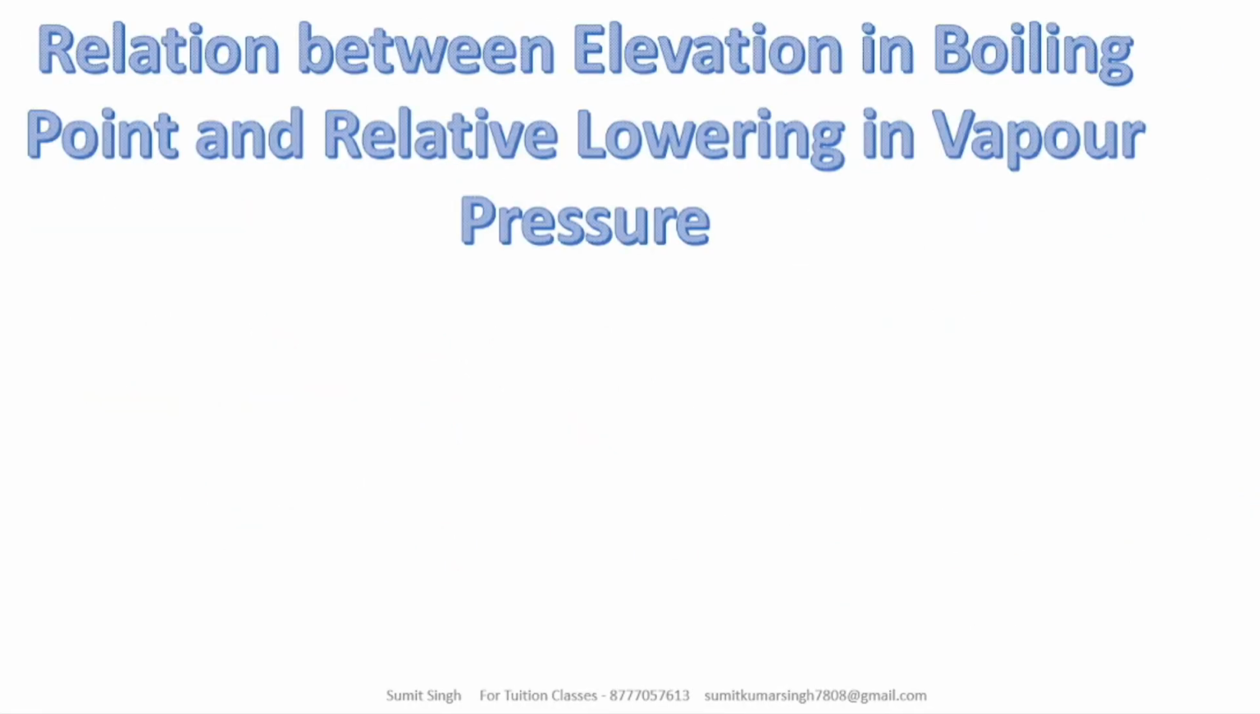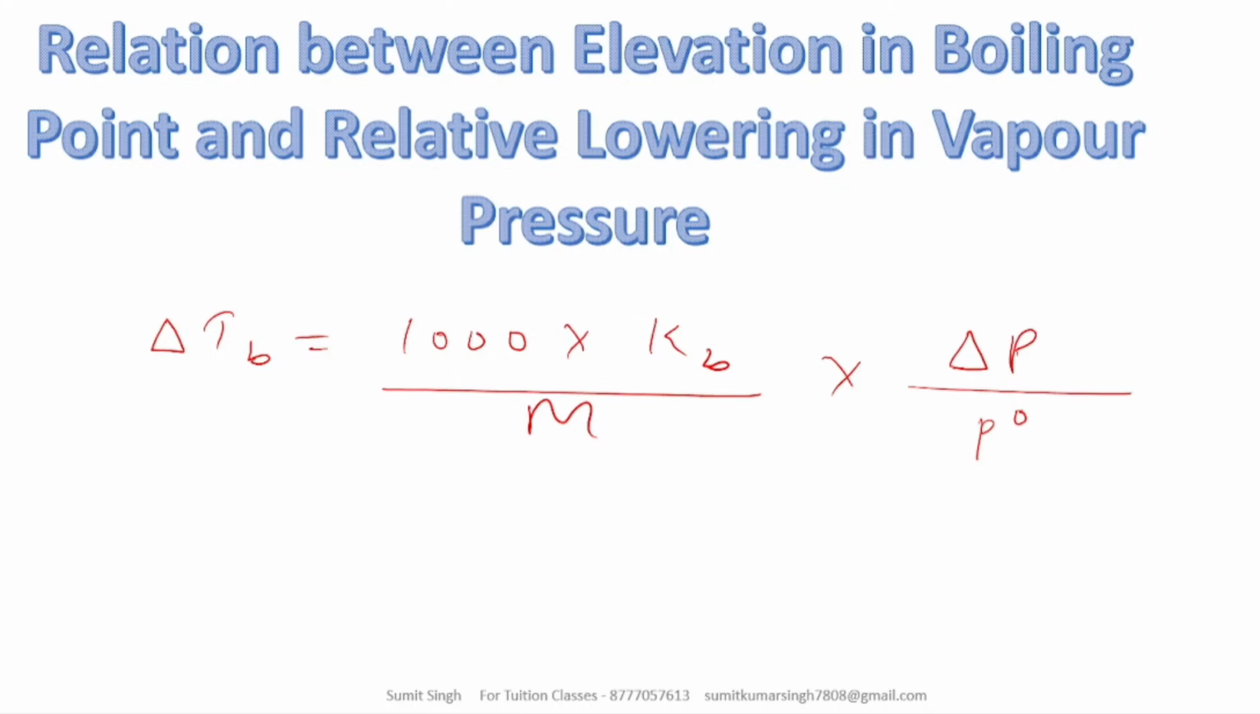How can we establish the relation between the elevation in the boiling point and the relative lowering in the vapor pressure by using a mathematical formula? Change in the boiling point will be equal to 1000 times Kb divided by small m times change in P divided by P naught.